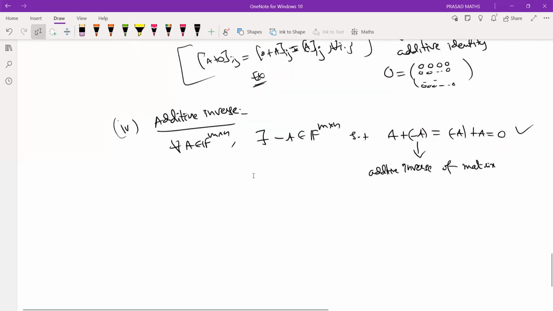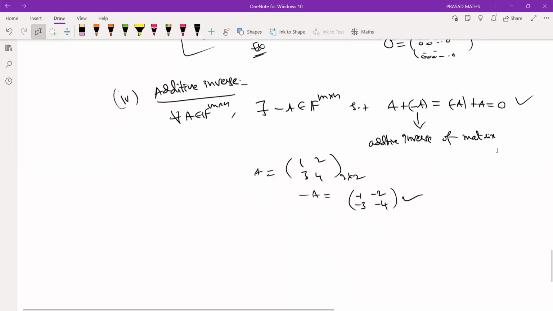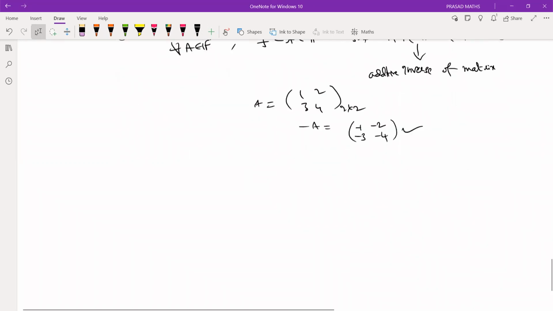This is the additive inverse. Here minus A is nothing but the additive inverse. Suppose you take A equals 1, 2, 3, 4. What is the additive inverse? Minus 1, minus 2, minus 3, minus 4. So this is the additive inverse.